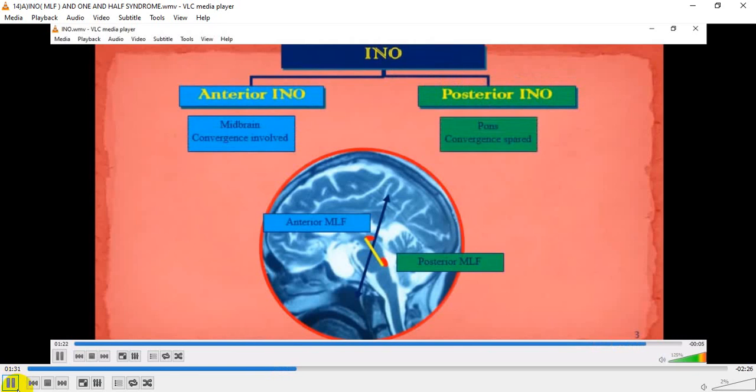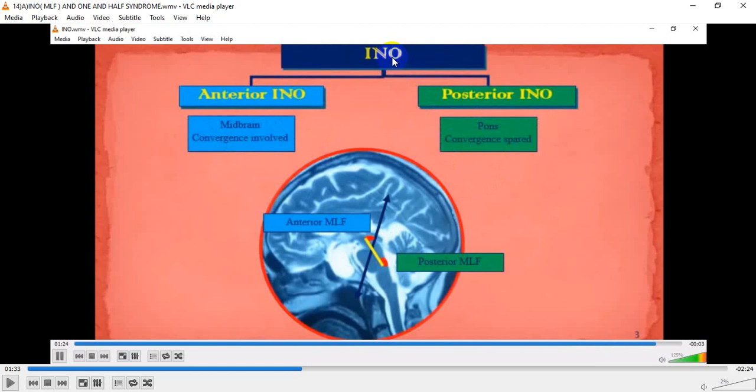So you can divide into anterior and posterior. Now, if you get damage to the anterior, midbrain convergence is involved. The midbrain portion is involved because the convergence center is close to the midbrain. While in a posterior one, because that center is not in the pons, you get convergence spared.